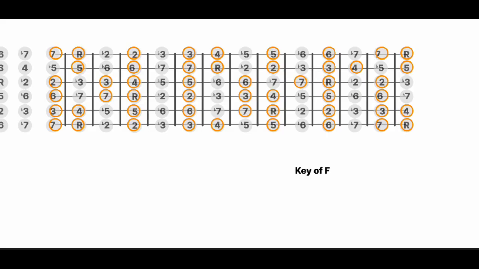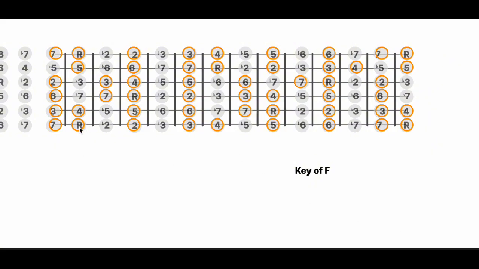All right, let's talk a little bit here about modes. The modes derive from the major scale. We're looking at the same thing that we've basically been looking at the entire time. The yellow or orange circles are the notes of the major scale. All of the intervals are listed. This is in the key of F.